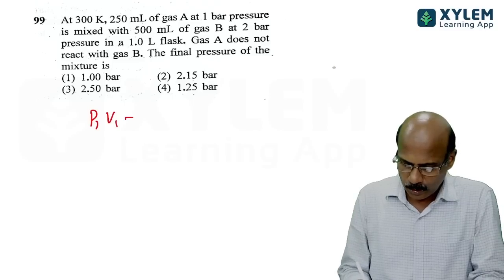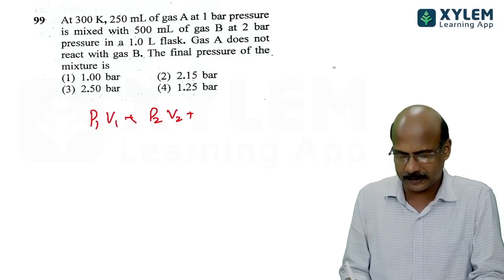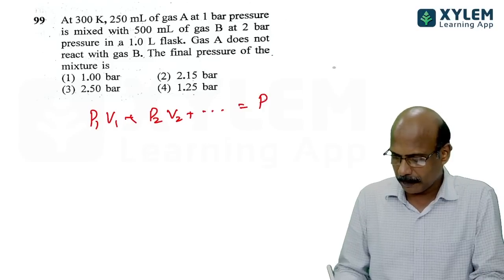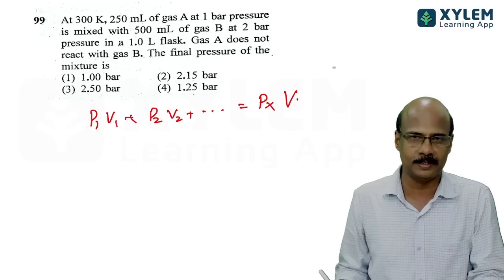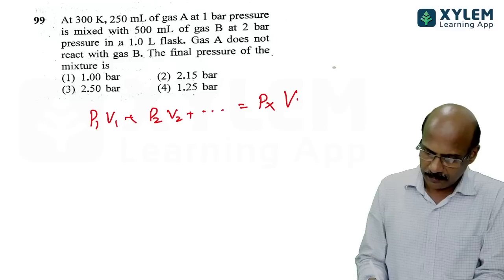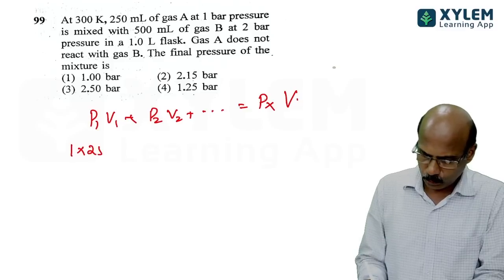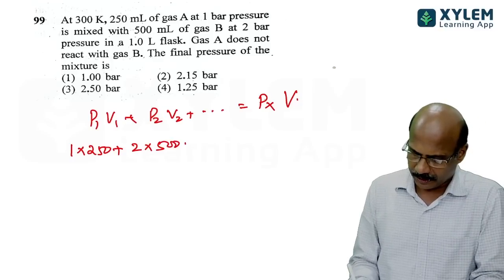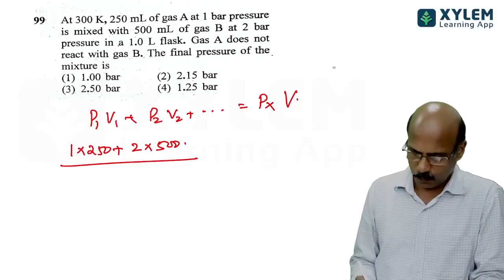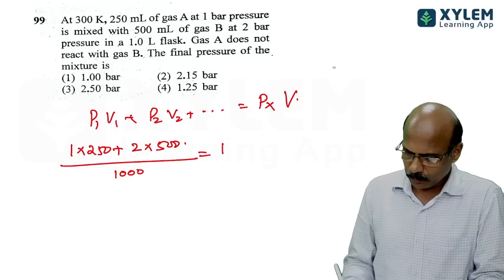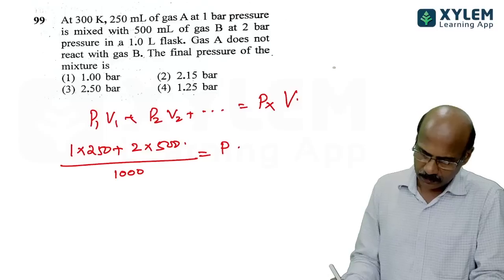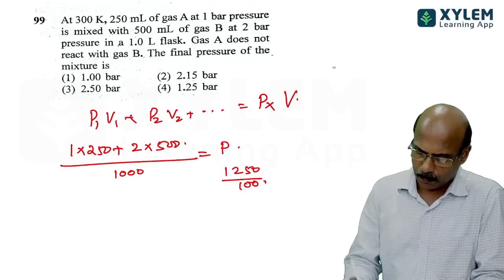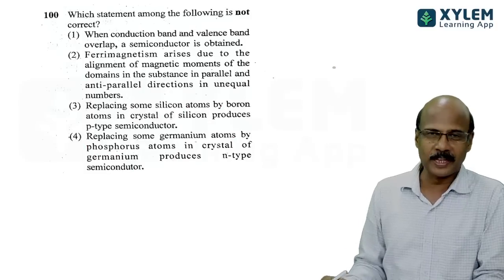In that case, you know, P1 V1 plus P2 V2 plus so on is equal to the final pressure into the final volume. So the final pressure is P, and the final volume in this case is 1 liter. So P1 V1, that is 1 bar into 250, plus P2 V2, that is 2 bar into 500, whole divided by the final volume, 1000 ml. This should give you the final pressure. So you can say 1250 divided by 1000, that is 1.25 bar. Coming to the last question.